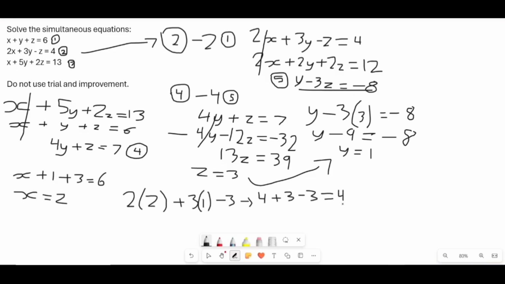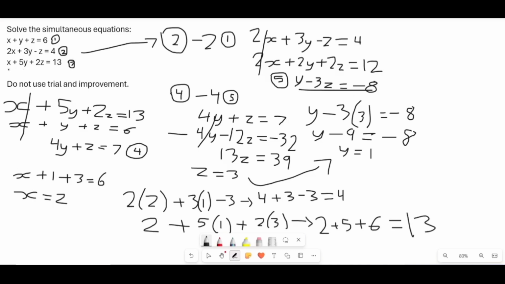Because this came out to be 4, we know that it satisfies number 2. Don't stop there though, because there are some where it fits the first two, but it doesn't fit the third one, and it's tricked you. So I'm going to make sure it's definitely correct, and I'm going to substitute it into the third one. And because 2 plus 5 plus 6 does equal 13, we know that it satisfies all of these equations. So with that, your answer, because we've checked it, is x equals 2, y equals 1, z equals 3.